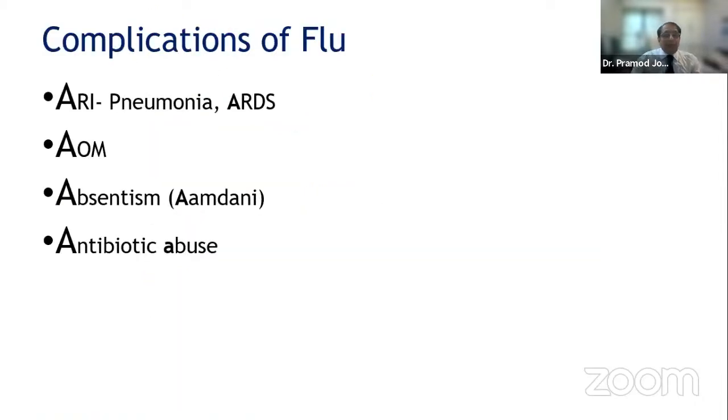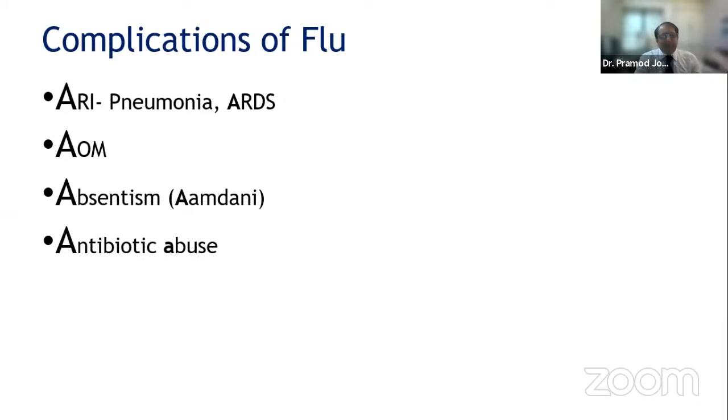And the complications of influenza, I have just summarized them with the alphabet A. Basically, they are ARI, that is acute respiratory infection, which could be in the form of pneumonia or ARDS, acute otitis media, and absenteeism from the school as well as from the office, which affects the amdani, and that is the income, and then antibiotic abuse, because there is no way to differentiate viral from bacterial. People keep using antibiotics. Okay.